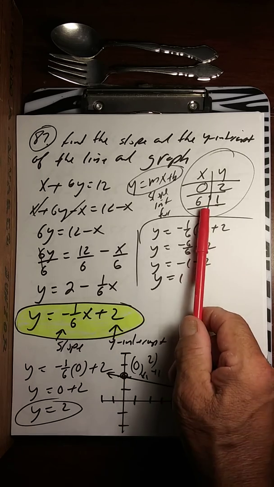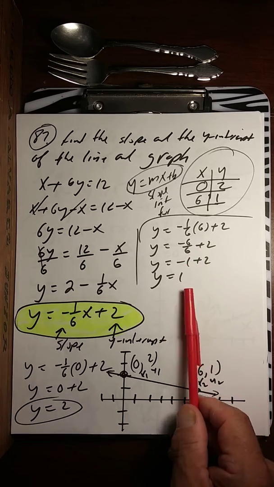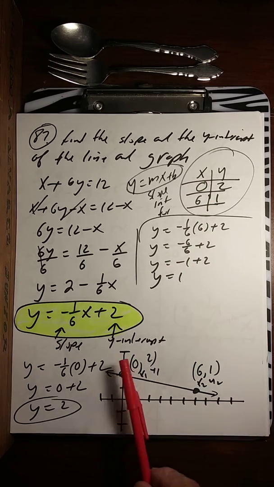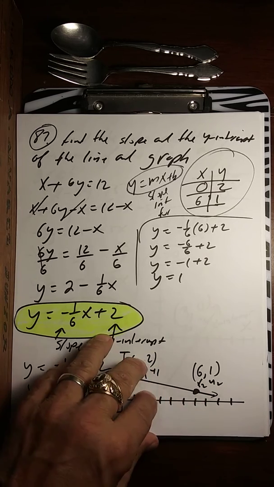Let's put another number 6 in there. 6 times that is 6 over 6 is negative 1 plus 2. 2 minus 1 is 1. So we have 0 and 2. And we have 6 and 1. That's it. Got it.